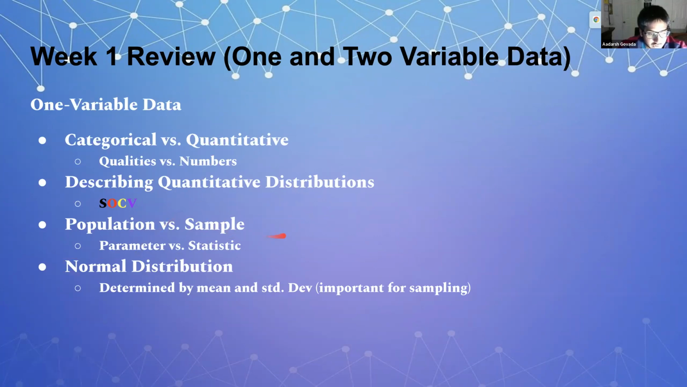And then we looked at the normal distribution, which we said is important for sampling and is determined entirely by its mean and standard deviation. We're going to go more in depth into that one probably next week.